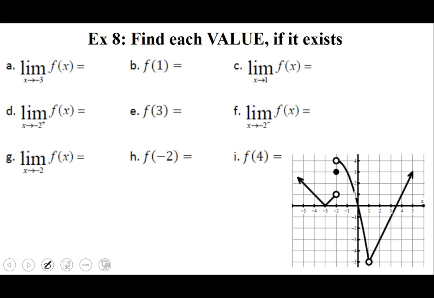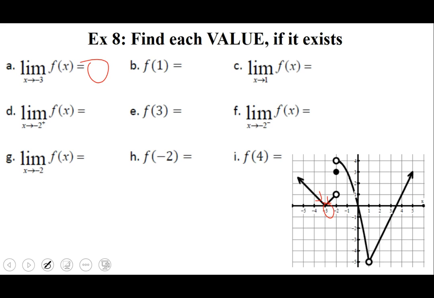So in part A, the limit as x goes to 3. So here's 3. Because it does not differentiate left side or right side, you're going to be approaching from both sides. From both sides, you can see that the y value is getting closer and closer to 0. Therefore, the limit exists at 0.